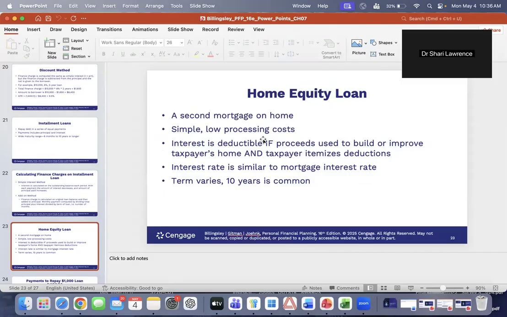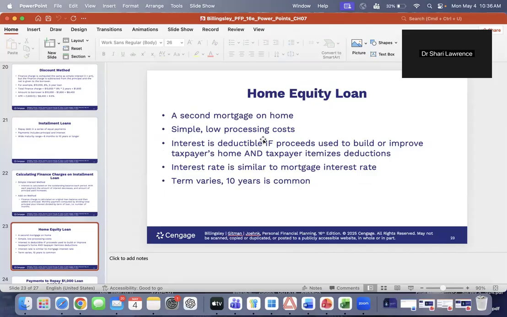Or I'm sorry, wait a second, I messed that up. 400,000 times 0.8 is actually 320,000. So if you had a $200,000 outstanding balance on your mortgage, and the house was worth 400,000 now, 80% of 400,000 is 320,000. 320,000 minus 200,000 is $120,000. That means that you could get a second mortgage on your house for up to 120,000.